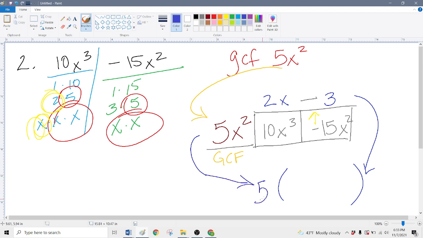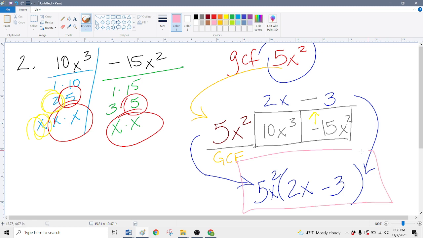So right out in front, our GCF, right? And inside, the terms left when we factor out or divide out the GCF, okay? Here's that answer for example number 2, page number 4 of your 4B1 notes, okay?